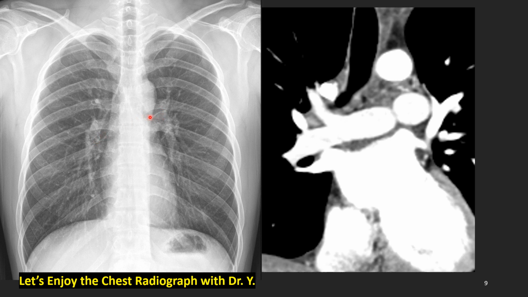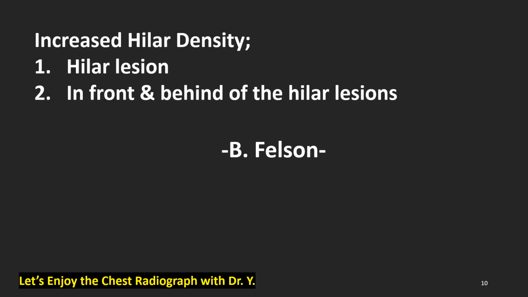Normally, left hilum is higher than right hilum. Why? Because left pulmonary artery is higher than right pulmonary artery. This is important. Increased hilar density. First, hilar region itself. Second, in front and behind of the hilar lesions, actually lungs. Written by Dr. Benjamin Felson.